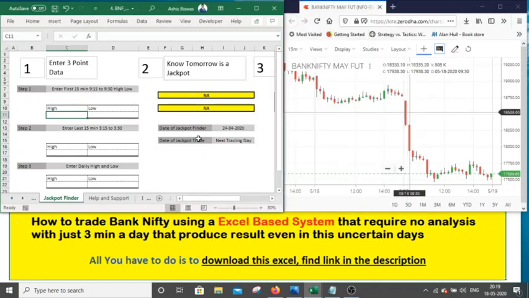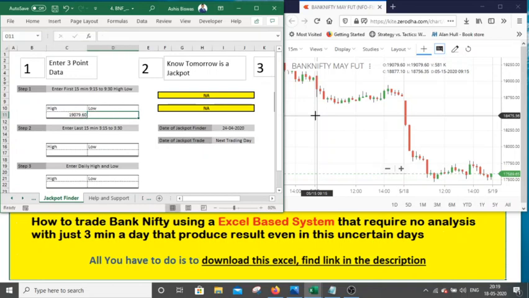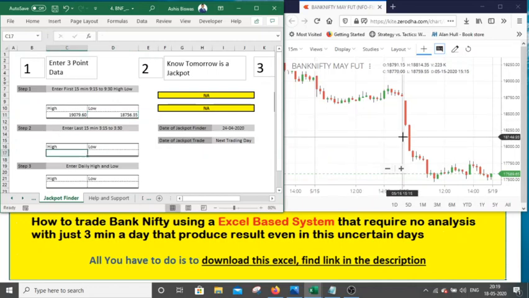So let's check yesterday's data. The high of the first 15-minute candle, I have to put, was 19079.60, and the low was 18756. Okay. I will enter the last 15-minute candle also.